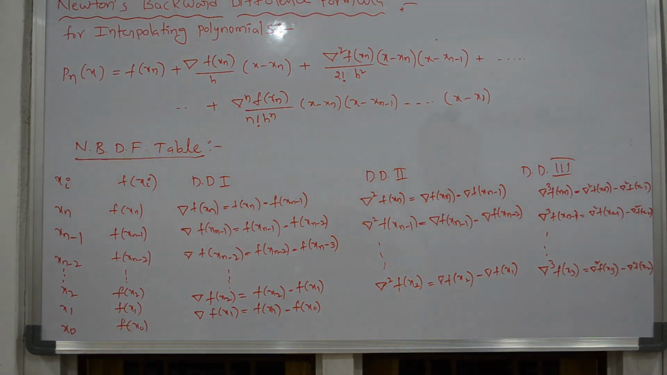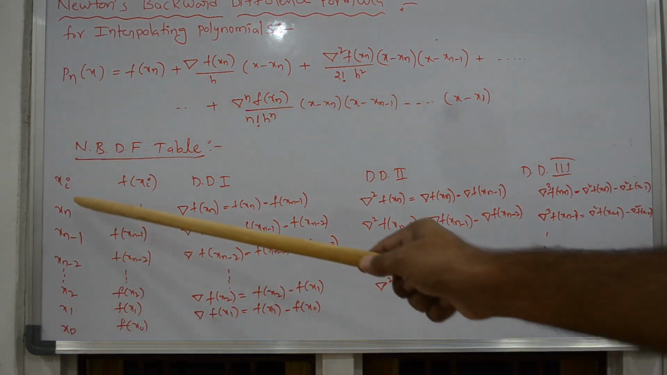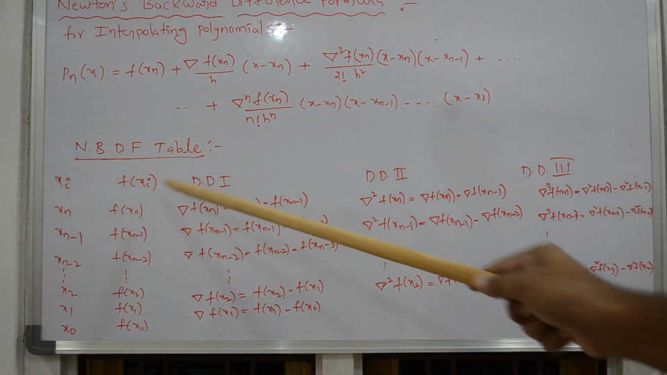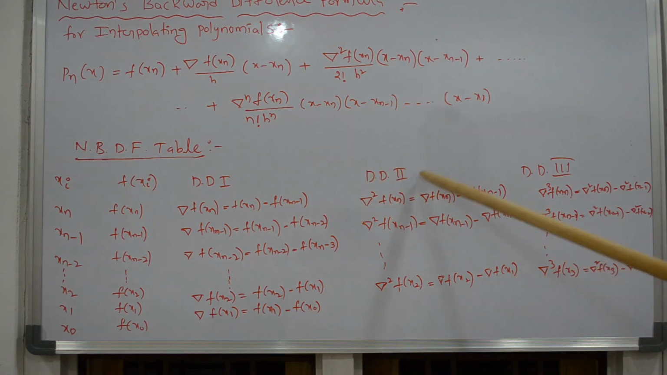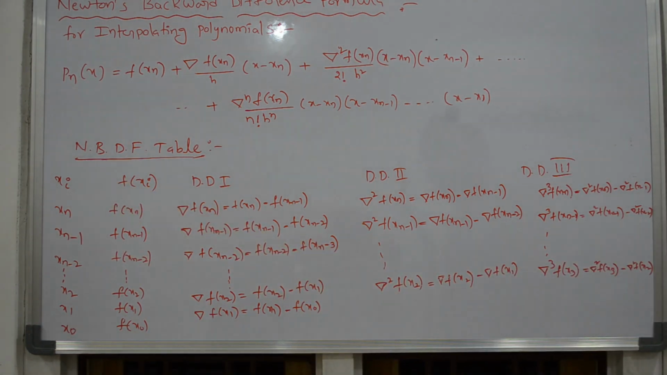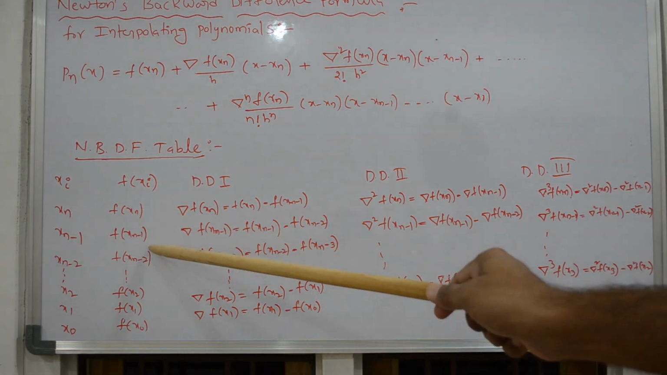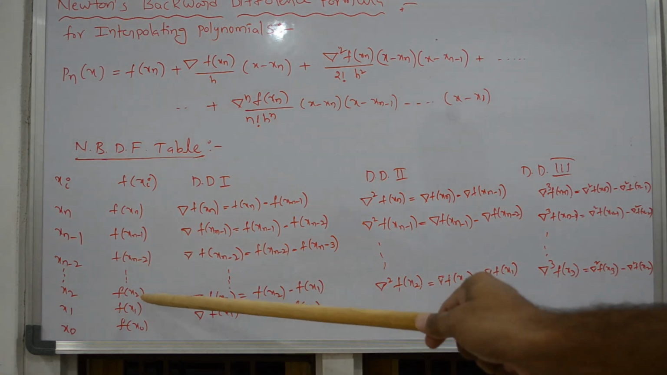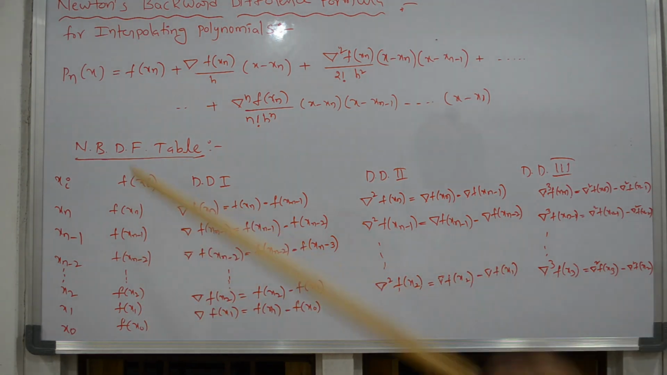So this is the table for the Newton backward difference formula. The first column is xi values, then f of xi, divided difference 1, divided difference 2, divided difference 3. Here we take values from xn to x naught, that is, from the last value to the first, initial value. Here also the function values are f of xn, f of xn minus 1, and so on down to f of x2, f of x1 and f of x0.